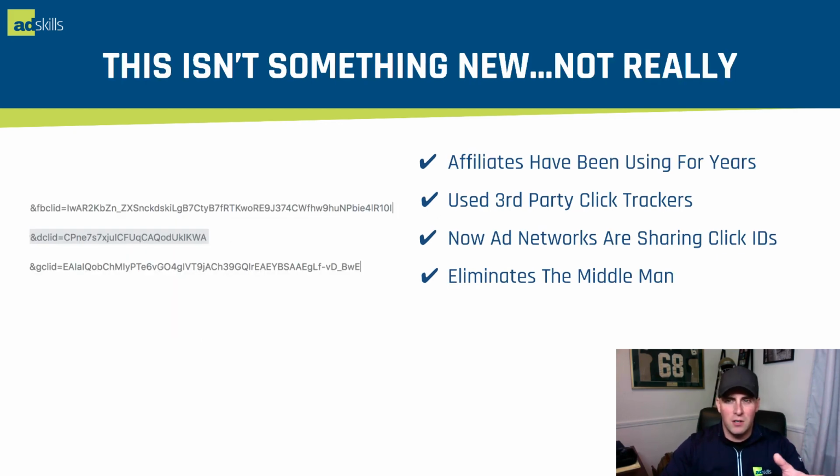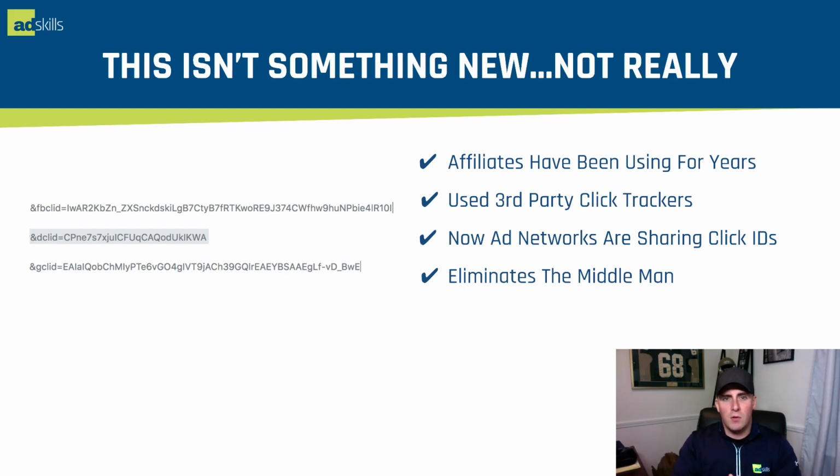So this isn't something new, not really. It's new for us as advertisers, especially if you're in the brand or the agency side. This is something you haven't been used to, but affiliates have been using this for years. They don't have a huge amount of trust with ad networks, so they use third-party click trackers, which generate their own click IDs. And then what they do is use post-back URLs to send the conversion information back, and then they would fire the pixels from their click trackers. Well, all we're doing is removing the middleman.